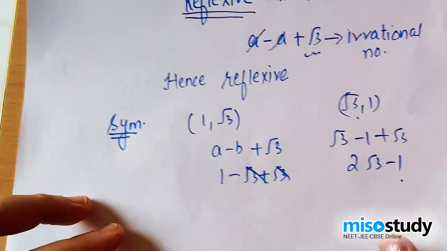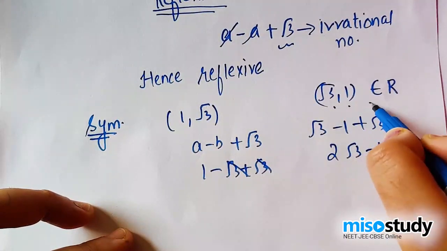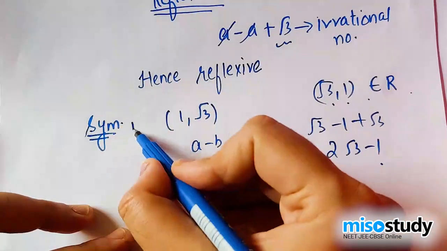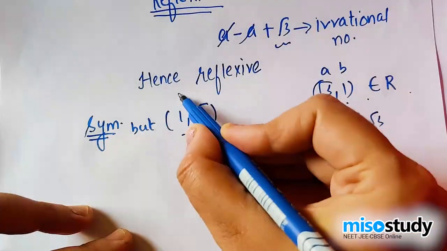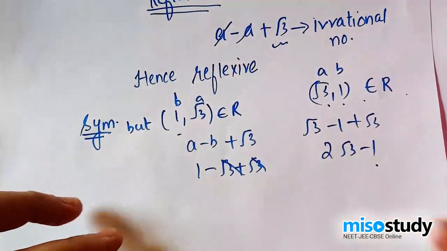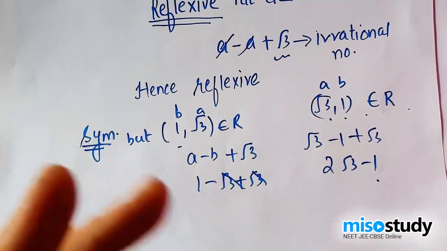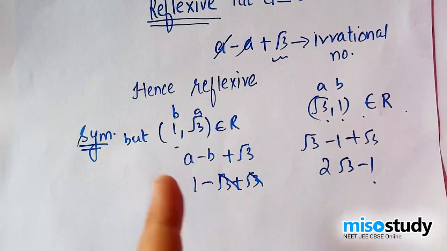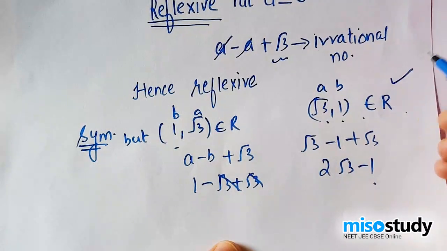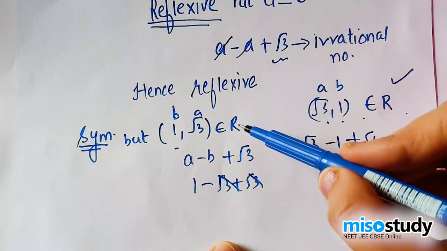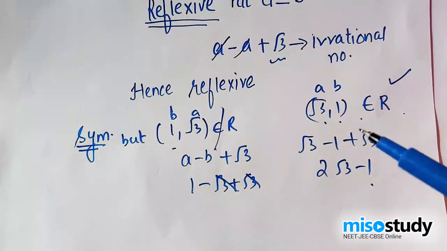So what did I find? I find that root 3, 1 belongs to R, but 1, root 3, that is, AB belongs to R, but BA does not belong to R. What did I do? First of all, I found my BA which does not belong to R, and accordingly I checked for this BA whether AB belongs to R or not, because for AB belonging to R, I should have such a BA that doesn't belong to R. Only then can I call this not symmetric.